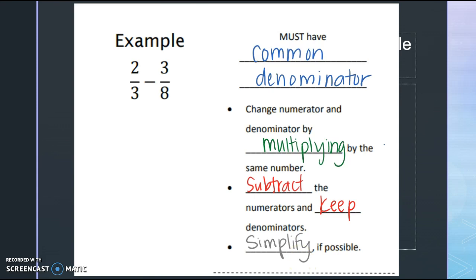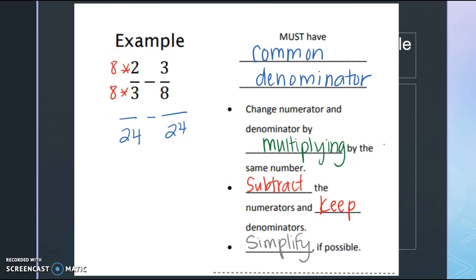Okay, so let's go ahead and look at our example problem. We've got 2/3 minus 3/8. So our first thing that we need to have is that common denominator. So when I look at 3 and 8, I think to change these into a denominator of 24. So I had to multiply my 3 by 8 to get to 24. So I have to do the same thing to my numerator.